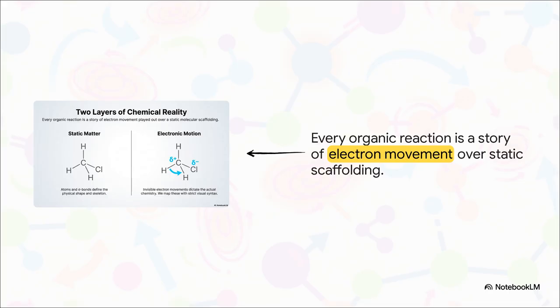But the real show, the action, is what's happening on the right: electronic motion. This is the constant, invisible flow of electrons that decides everything about how a molecule is going to behave. So our job right now is to learn the visual language that chemists invented to track all that motion.